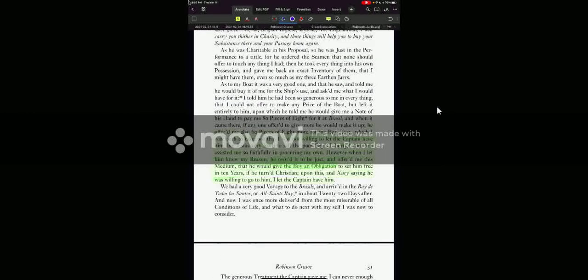So, he offered me also 60 pieces of eight more for my boy Jerry. Pay attention to the use of vocabulary. Okay, my boy Jerry, which I was loath to take. Not that I was not willing to let the captain have him, but I was very loath to sell the poor boy's liberty, who had assisted me so faithfully in procuring my own. However, when I let him know my reason, he owned it to be just, and offered me this medium, that he would give the boy an obligation to set him free in 10 years if he turned Christian. Upon this, and Jerry saying he was willing to go to him, I let the captain have him.